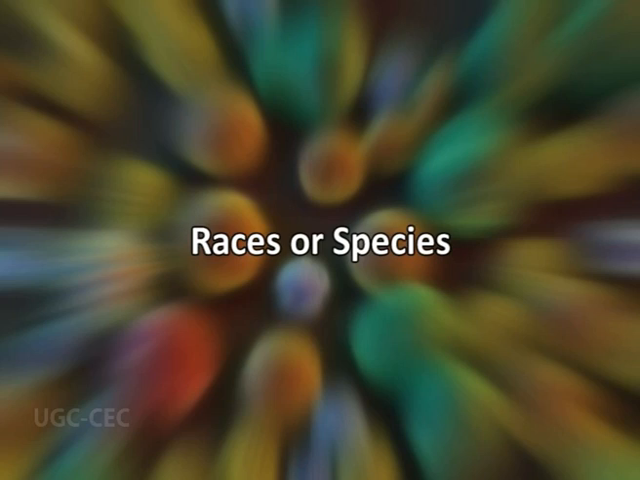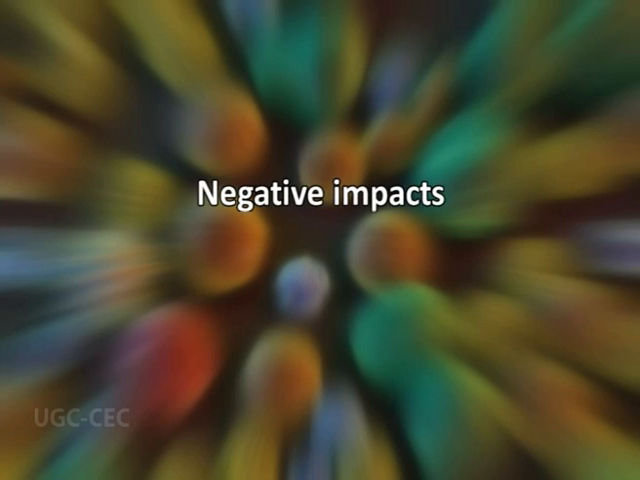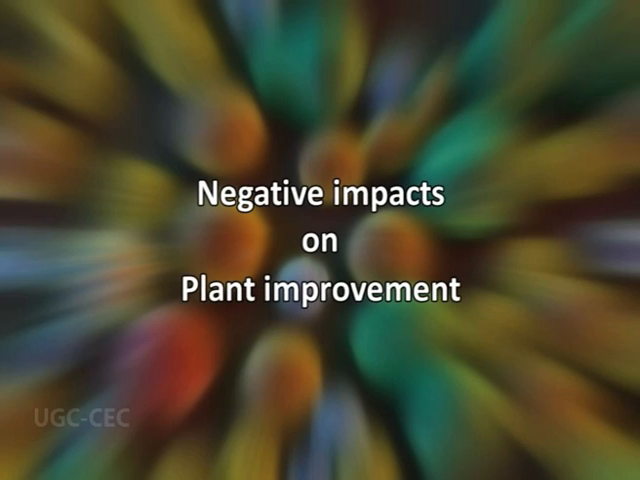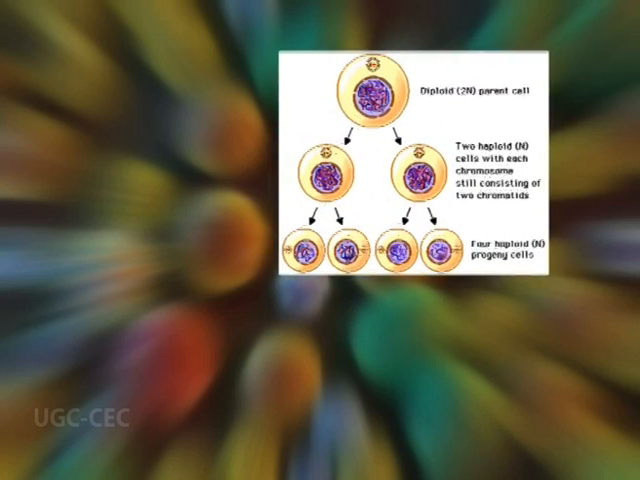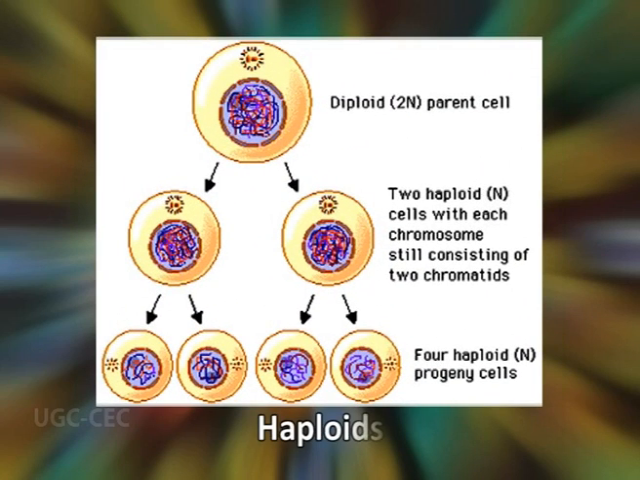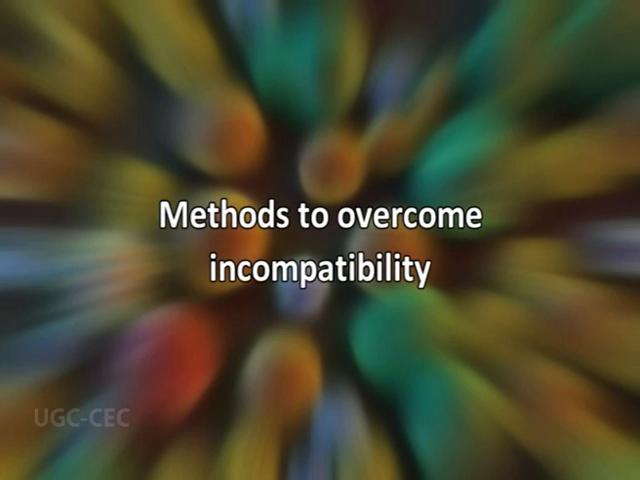Apart from its natural value, sexual incompatibility has some negative impact on plant improvement programs. In several plants where anther culture has failed to yield haploids, self-pollination continues to be an important approach to achieve this. In this context, self-incompatibility is a major problem. Methods to overcome incompatibility. The following methods have been proved to overcome incompatibility.